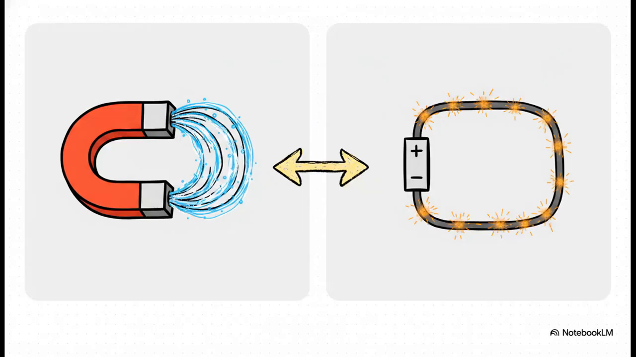To make this super concrete, let's compare it to something you likely already know, an electric circuit. Just like electric current is the active flow of electrons through a wire, magnetic flux, which we denote with the symbol phi-m, is the flow of those magnetic lines of forces through a magnetic circuit. They actually behave in incredibly similar ways.